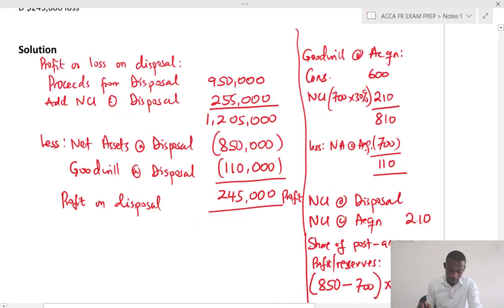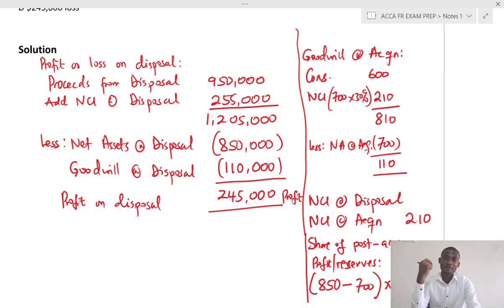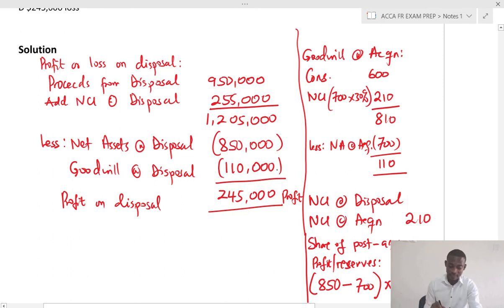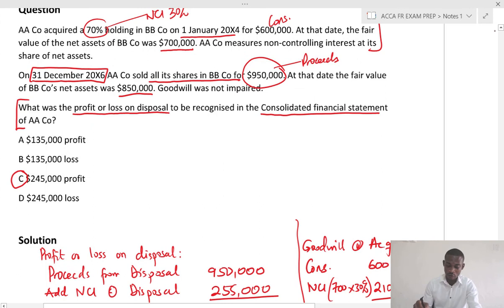So remember the pro forma. In finding the profit or loss on disposal of a subsidiary, we have to look out for the proceeds from the disposal. We add the NCI at the disposal date to it. Then we deduct the net asset at disposal and goodwill at disposal. So if there was any impairment of the goodwill, it means that the goodwill value will reduce at the date of disposal by the amount of the impairment loss. Take note of that.